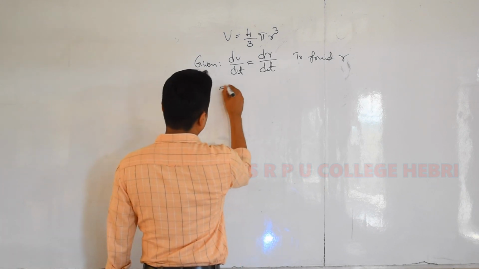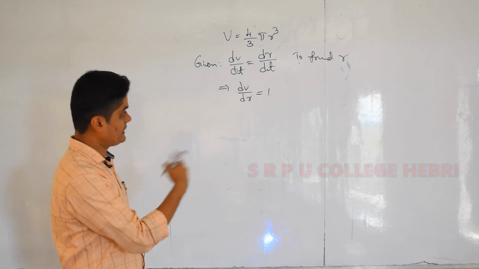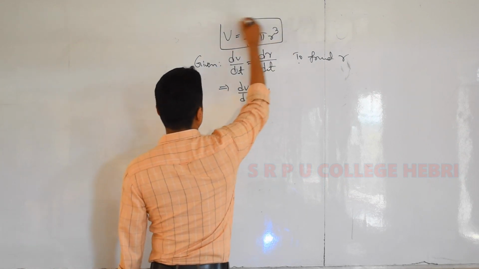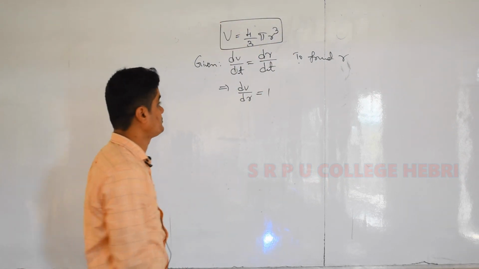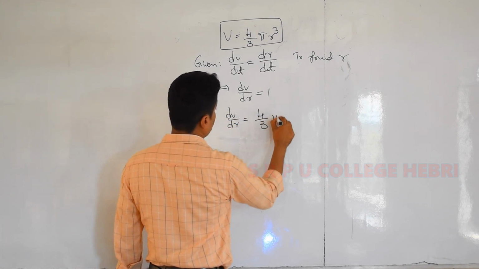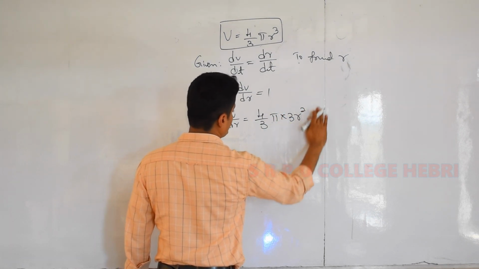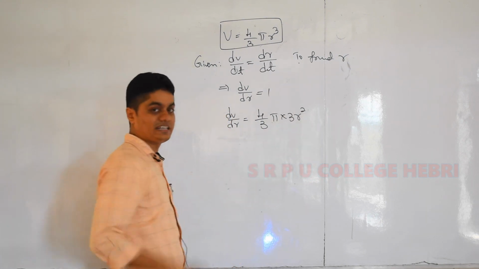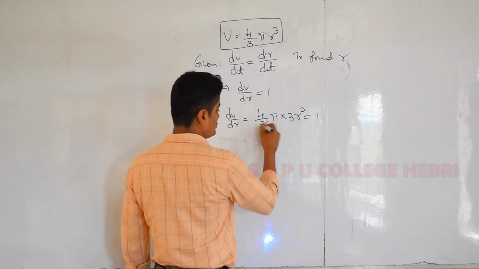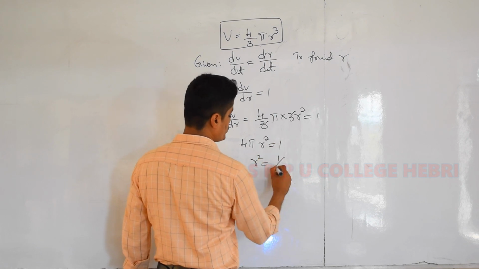See, this implies I can write dv by dr equal to 1. Correct? When you take dr by dt to the left hand side, it will be dv by dr is equal to 1. Now differentiate this with respect to r. So what is dv by dr? dv by dr is 4 by 3 pi into 3r square. Since you are differentiating with respect to r only, dr by dr is 1, so you need not write it. Equal to 1. So 3 cancels. So 4 pi r square is equal to 1. R square is equal to 1 by 4 pi.